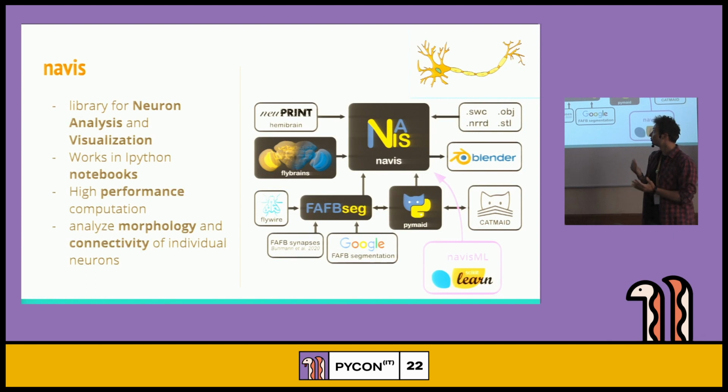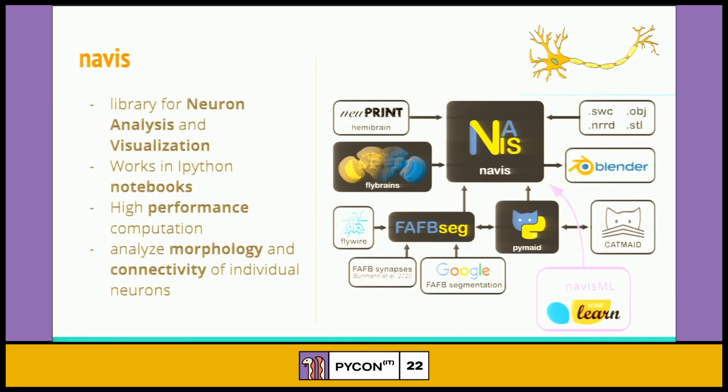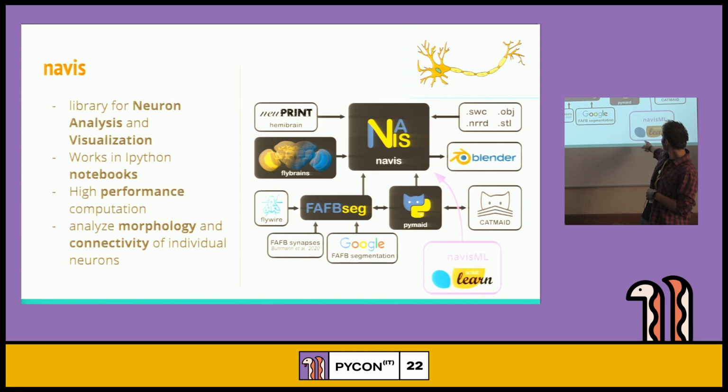Let's kick off with the first package, which is NAVIS, which stands for Neuron Analysis and Visualization. This is something that we actually develop in my lab in Cambridge. NAVIS works really well with IPython notebooks. It supports some parallelization of the analysis, and it primarily analyzes morphology and connectivity of individual neurons. As you can see from this graph, it has a modular structure where you can connect various extensions and different datasets. I highlighted one here specifically, which is a package that I wrote recently. It's called Navis ML. It is basically an interface between NAVIS and scikit-learn that lets you perform some machine learning analysis on neurons.